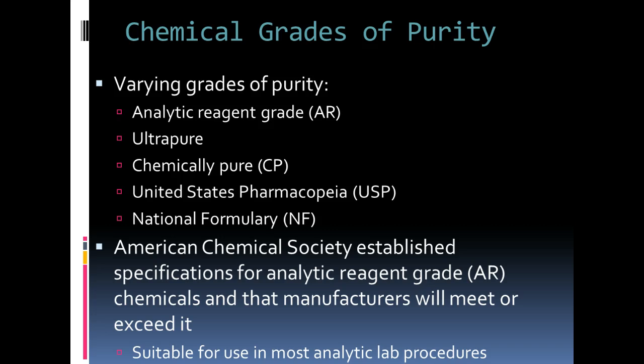We also look at different chemical grades of purity. Different varying grades might be analytical reagent grade, ultra pure, chemically pure, United States Pharmacopoeia, and National Formulary. The American Chemical Society established specifications for analytical reagent grade, or AR chemicals, that manufacturers will meet or exceed. These are suitable for use in most analytical lab procedures. We typically use reagent grade types of items. You can get them extremely pure and they get more expensive.